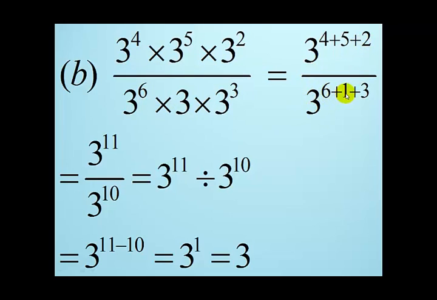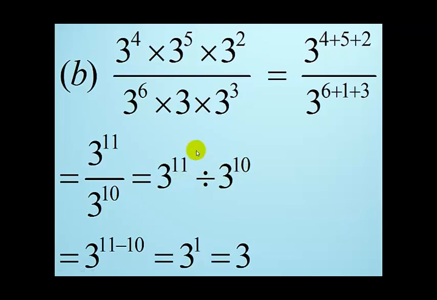Now 4 plus 5 is 9, and 9 plus 2 is 11. And so we have 3^11, all divided by, when we add 6 to 1, the result is 7, and 7 plus 3 is 10. That is how we have 3 exponent 10. Now we have 3^11 divided by 3^10, and this can also be expressed as 3^11 divided by 3^10.